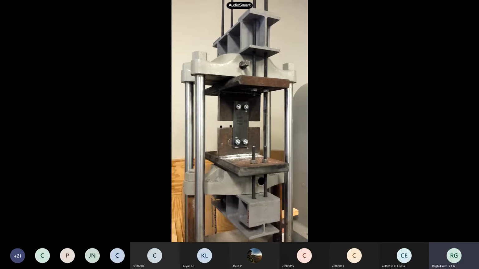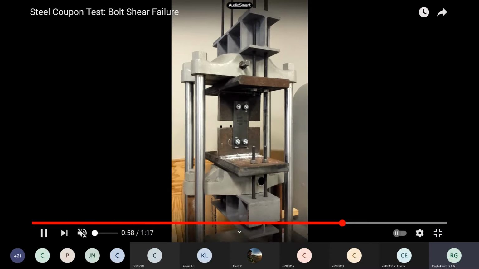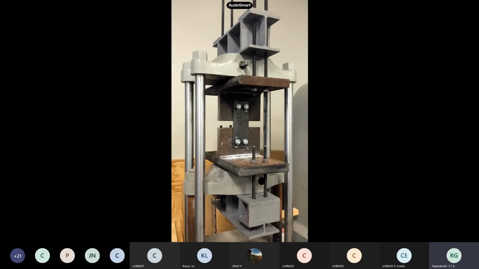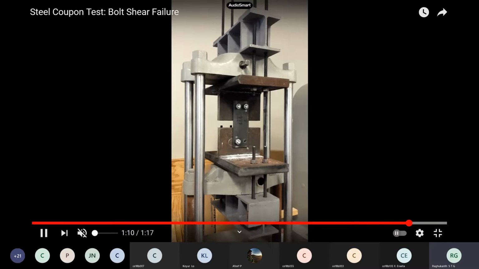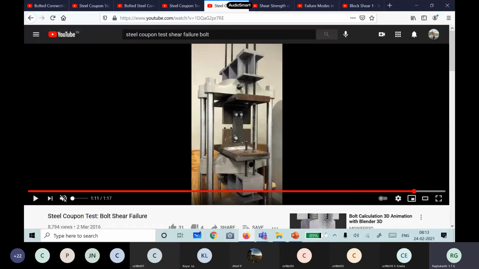Now I think it has already started. See, suddenly the bolt just got sheared off. So this is what we call the shear failure of the bolts itself. This is a shear failure.